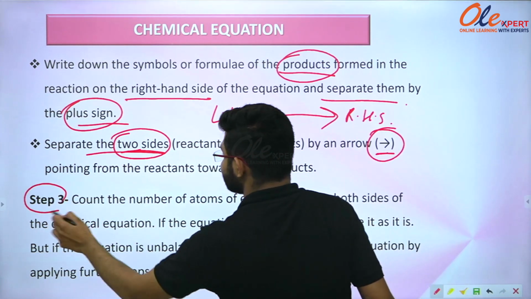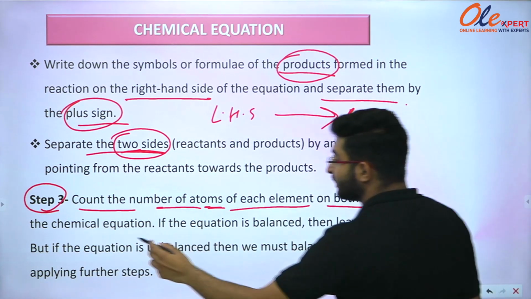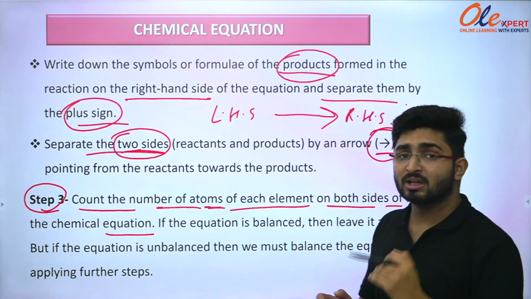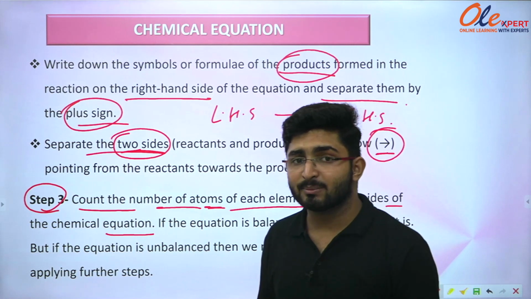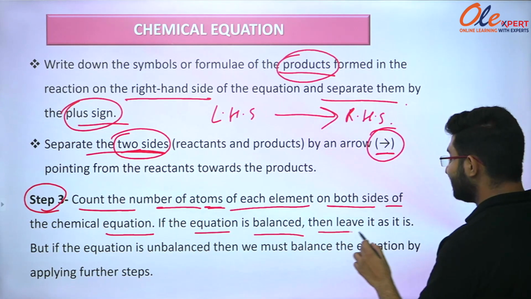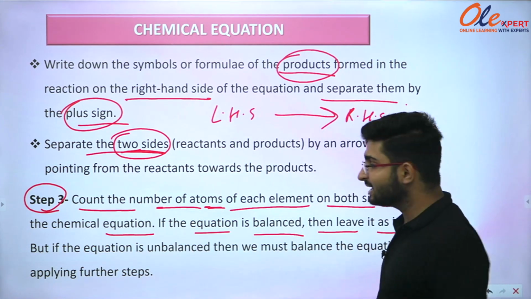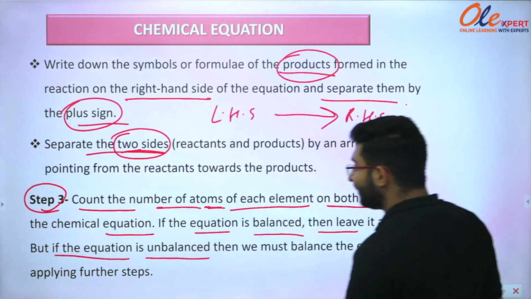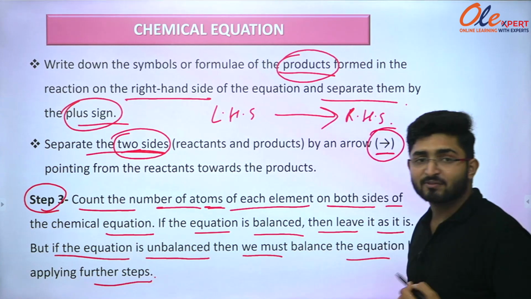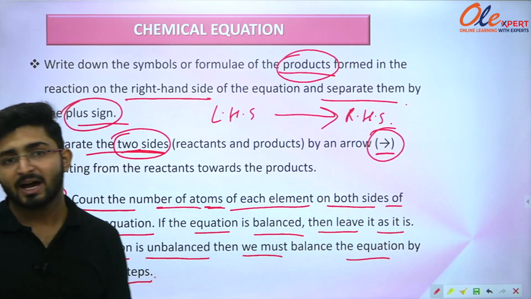Then step 3 says to count the number of atoms of each element on both sides of the chemical equation. As I have told you, make a table and count the number of atoms of each and every element on both sides. Okay, if the equation is balanced, then you have to leave it as it is. But if the equation is unbalanced, then we must balance it by applying further steps. We have some more steps that we have to use for balancing an unbalanced chemical equation.